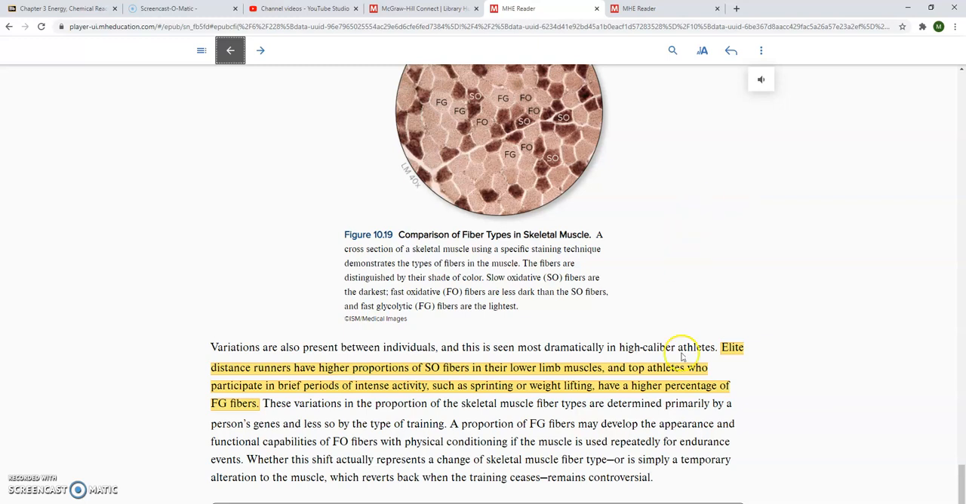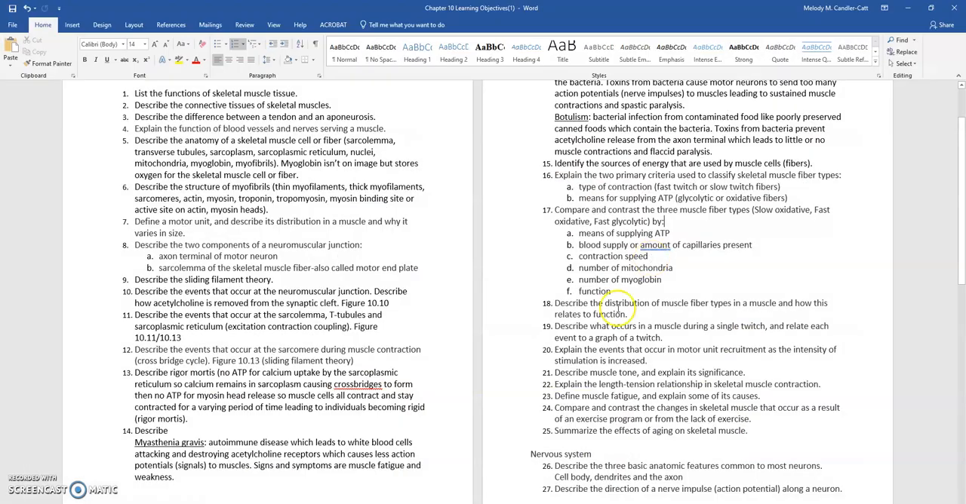All right, so let's go to our objectives. So we talked about the distribution of muscle fiber types in a muscle. So they're distributed throughout our various skeletal muscles in our body, but some muscles will have a higher percentage of certain muscle fiber types as opposed to another muscle that has a totally different function in the body. And then the next objective we're going to talk about is the muscle twitch.